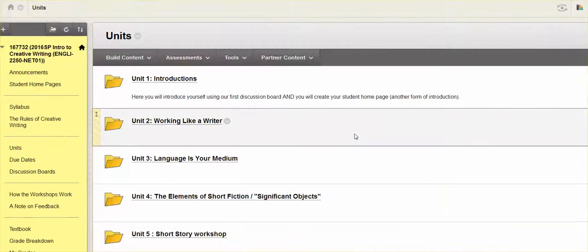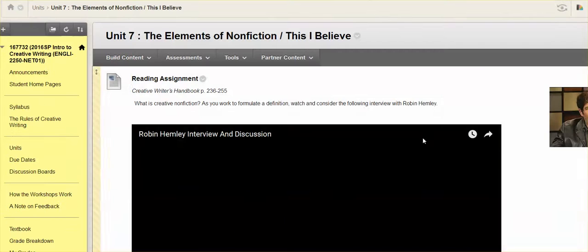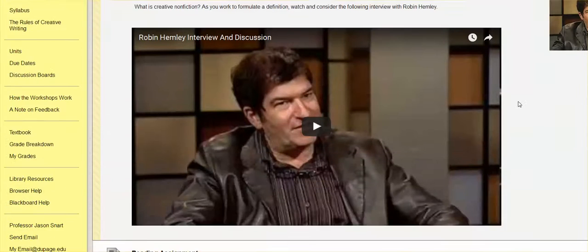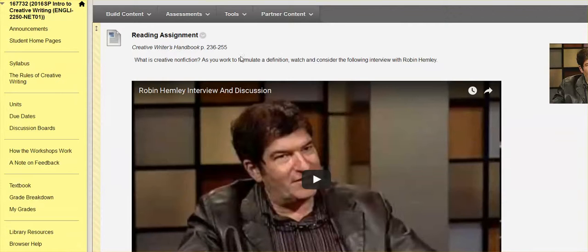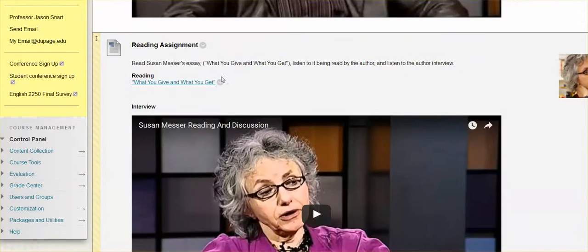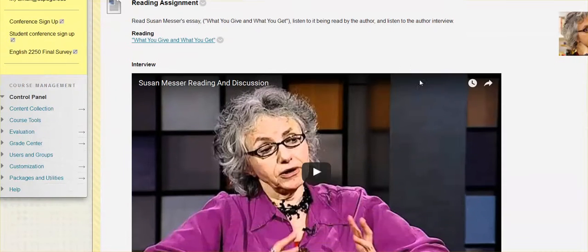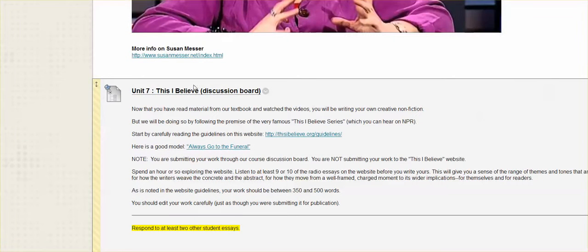Then we move into Unit 7 that I'll just pop into really quickly here. I really like this unit myself. So there's another interview here with a fairly well-known author writing in the creative nonfiction genre. He's sort of a local guy too, sort of a Chicago guy. Another very similar reading and discussion with Susan Messer. Again, another practitioner of the creative nonfiction genre. And then we have an interesting discussion board.